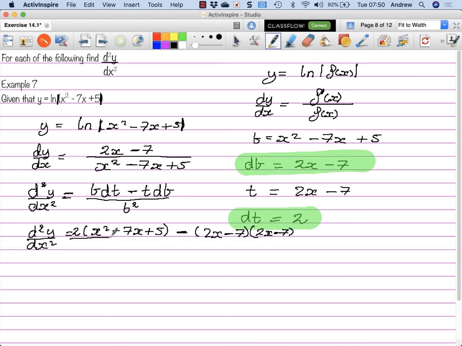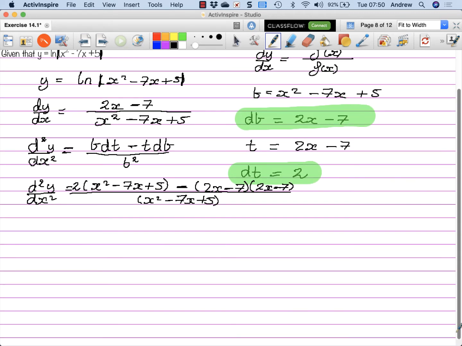And that is all over the bottom squared, which is x squared minus 7x plus 5. Now, 9 times out of 10, you will be expected to tidy this up in the exam.